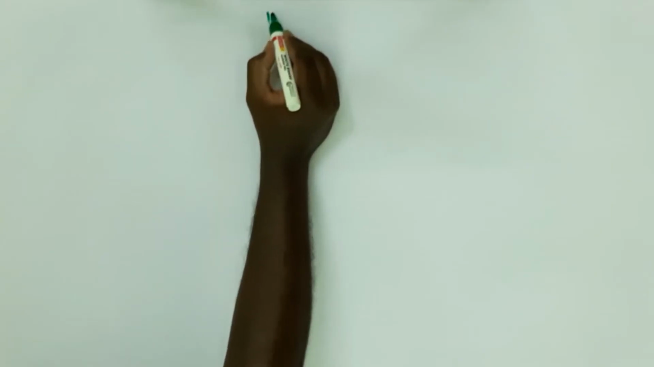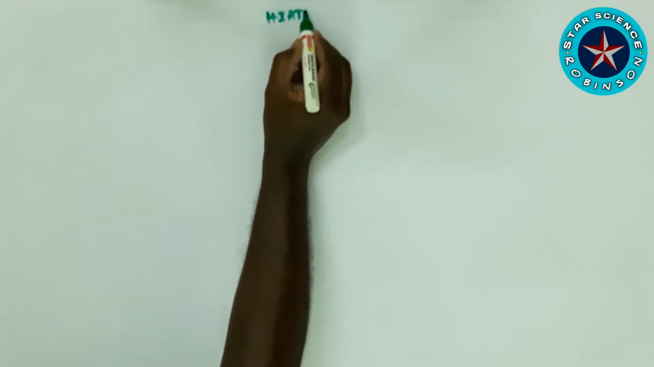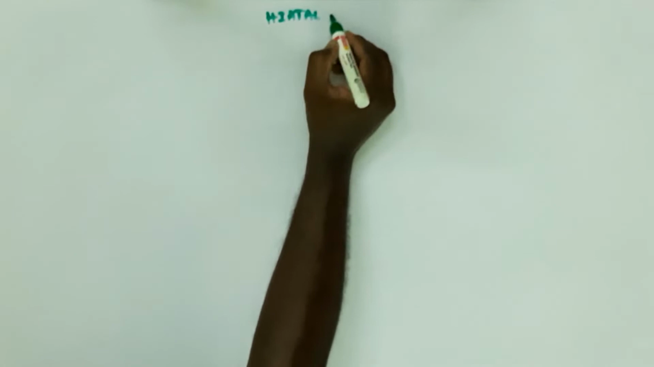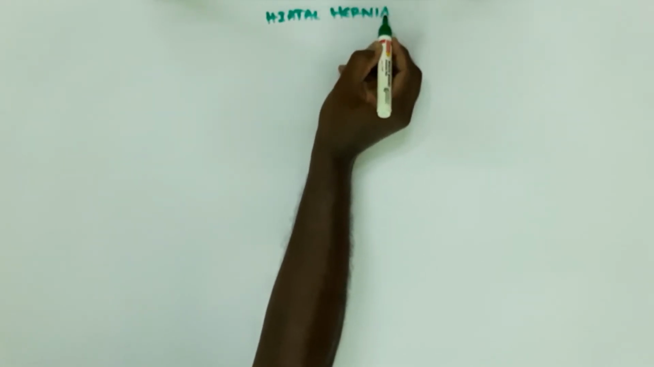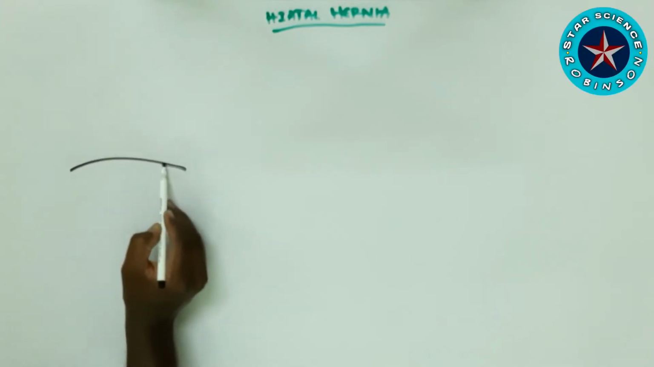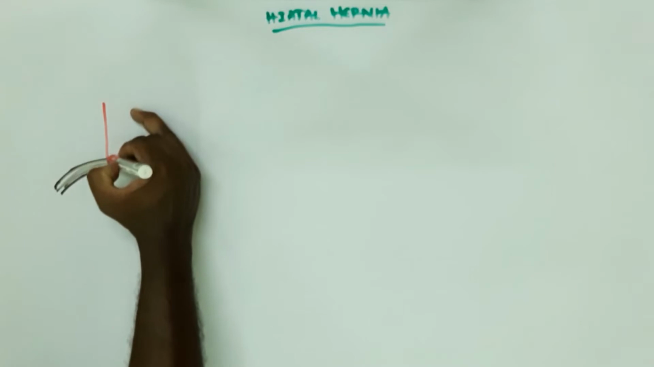Let's get into the topic: hiatal hernia. What is a hiatal hernia? A condition in which part of the stomach pushes up through the diaphragm muscle. Part of the stomach pushes into the chest cavity and enters via an opening where the food tube, that is the esophagus, passes on its way to the stomach.